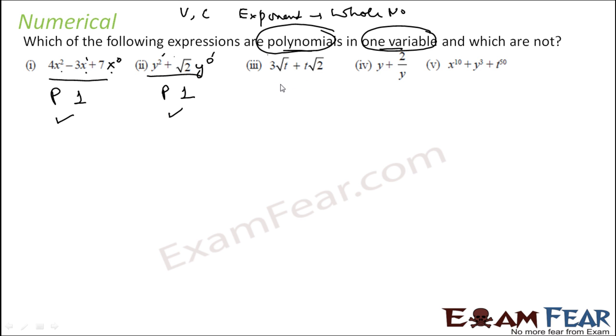Let's take this: t to the power 1 by 2. 3 times t to the power 1 by 2, and then t times root 2. And here is t to the power 1.